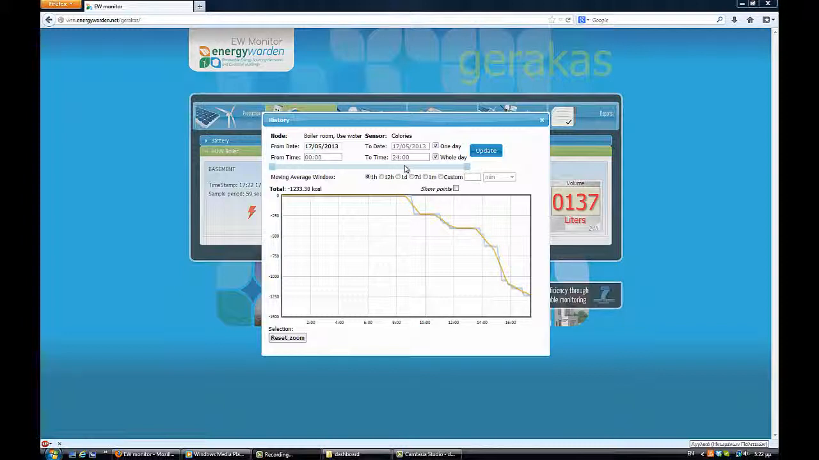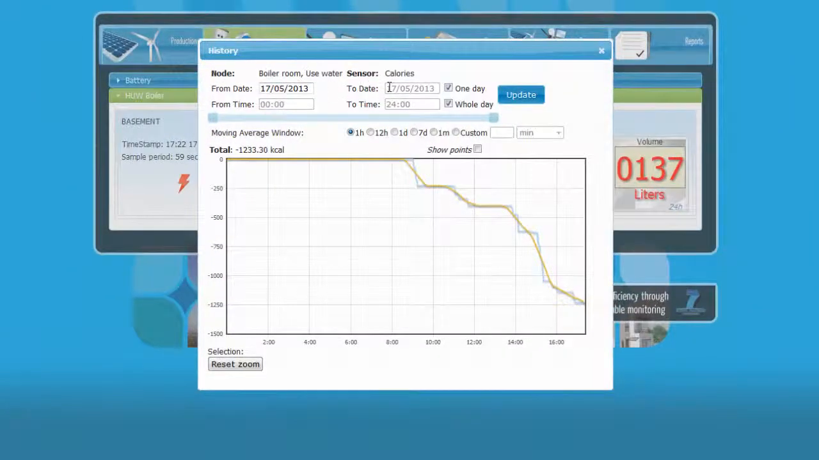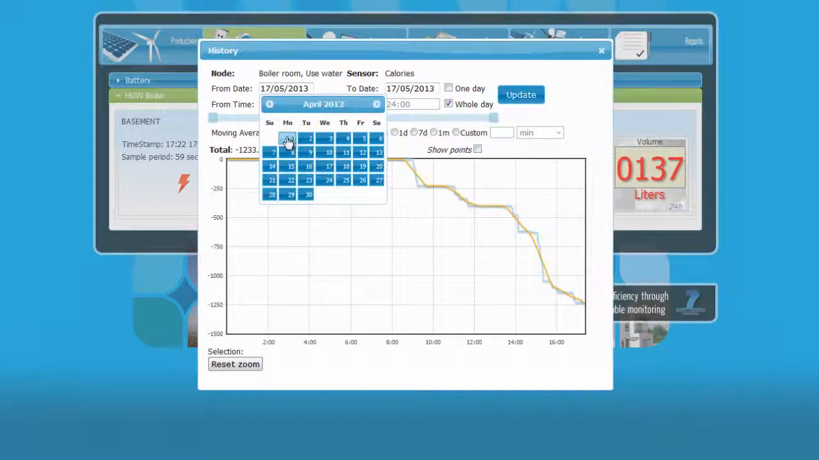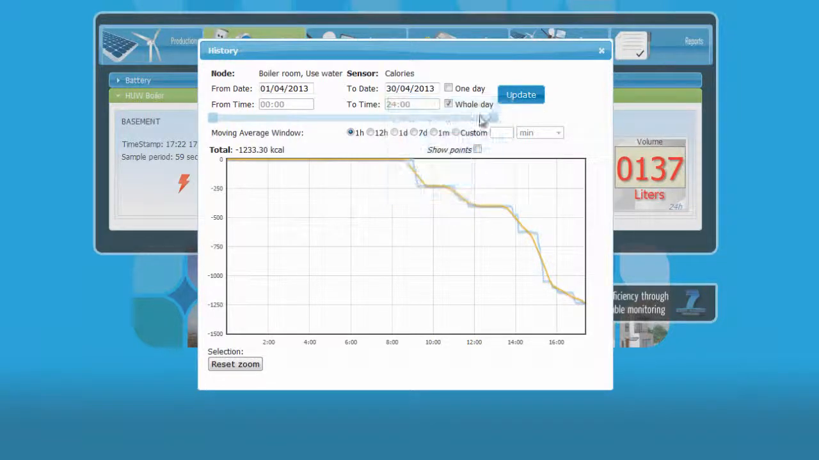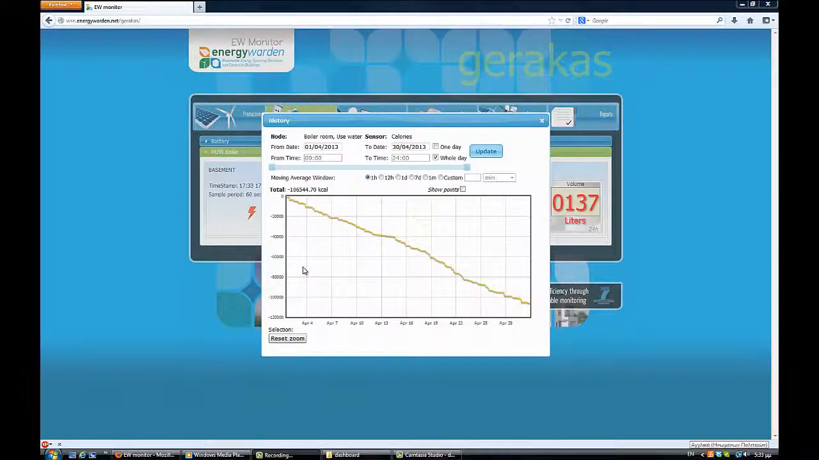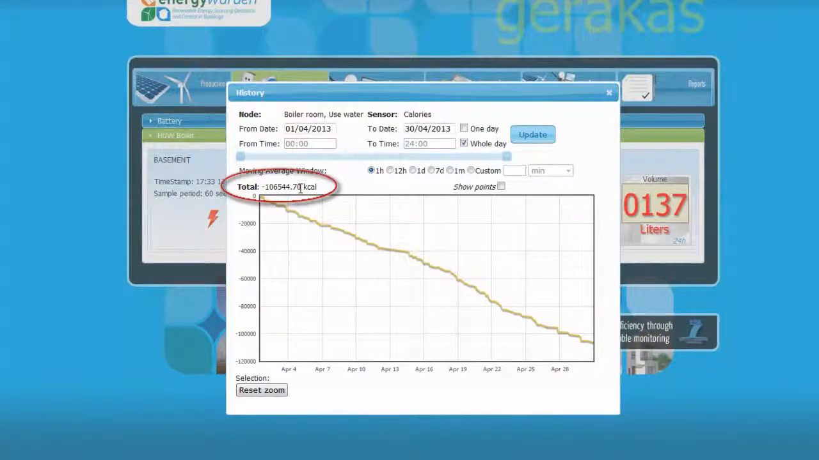For example, if we wish to check the energy flow in the month of April, we will use the 2 calendars to select the time period. First we have to deselect the 1-day checkbox, to extend our target period beyond that of a day. If we now click on Update, we see the boiler energy consumption over the whole selected period, the month of April. We can now see that the total energy abstracted in this period amounts to about 106 megacalories.